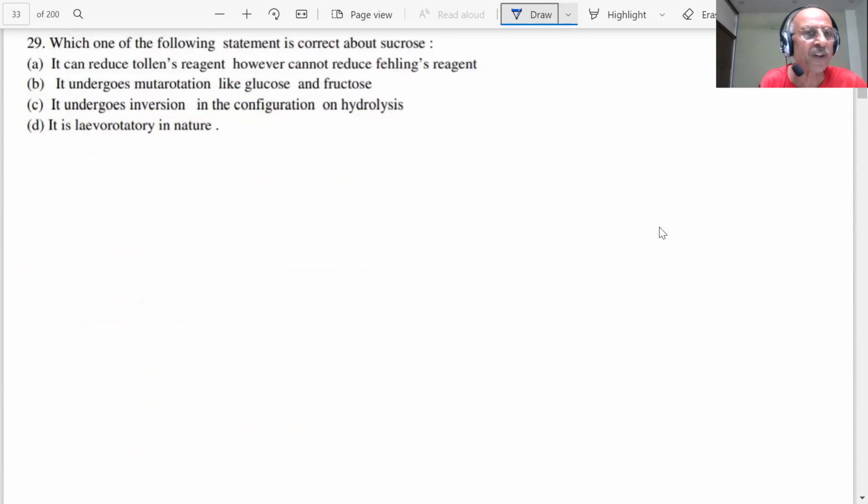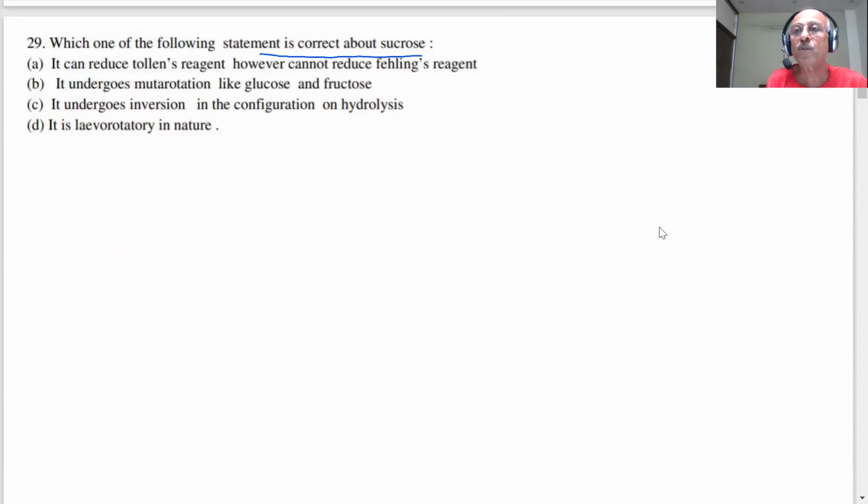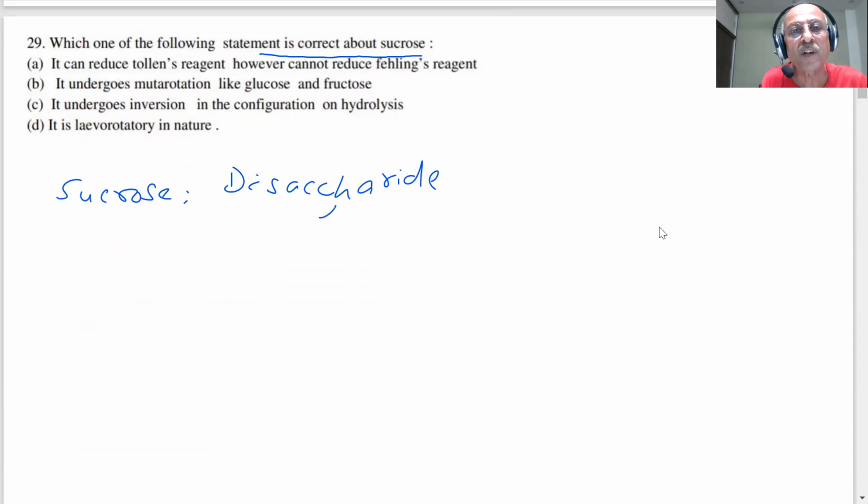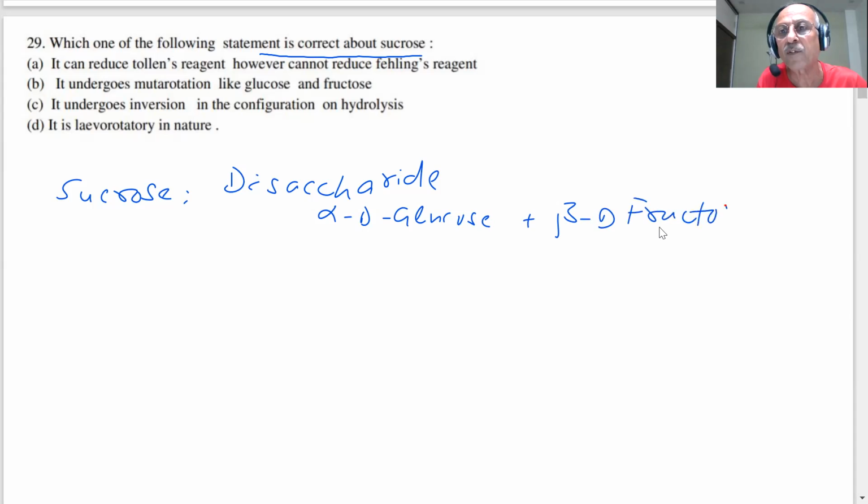Let us come to the next question, student. Which of the following statements is correct about sucrose? Student, sometimes they give the question incorrectly. What is sucrose? You should know sucrose is a disaccharide. And you know, in this, alpha D glucose and beta D fructose are the two monomers, the two monosaccharides which form this disaccharide.